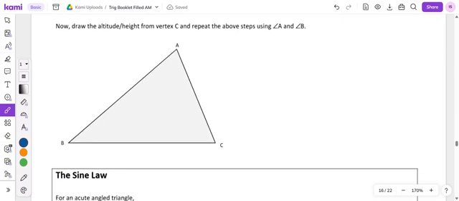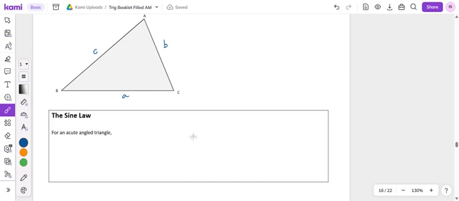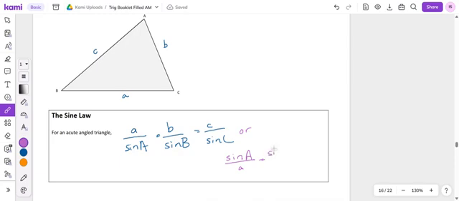Okay. So let's get to the bottom triangle. And all I want us to do is label this triangle with our lowercase letters. I'm not going to draw the height. And so for acute angles, you came up with the sine law. The sine law looks as such. There are two versions. A over sine A equals B over sine B equals C over sine C. But some of you ended up with the sines on top. Well, that's another version: sine A over A equals sine B over B equals sine C over C.